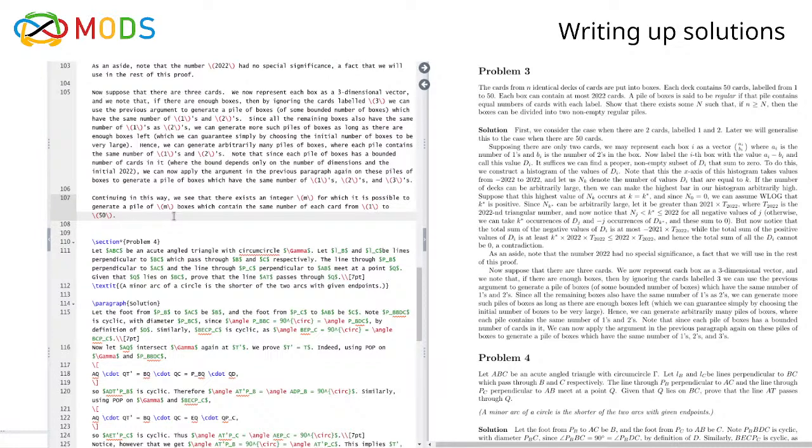Wait, so how do we fix this last part? Which one? What have you written up? I've written up that I've proven that there exists an integer m for which, if there are m decks, then it works. Is this for the 3D case or the 50D case? The 50D case.